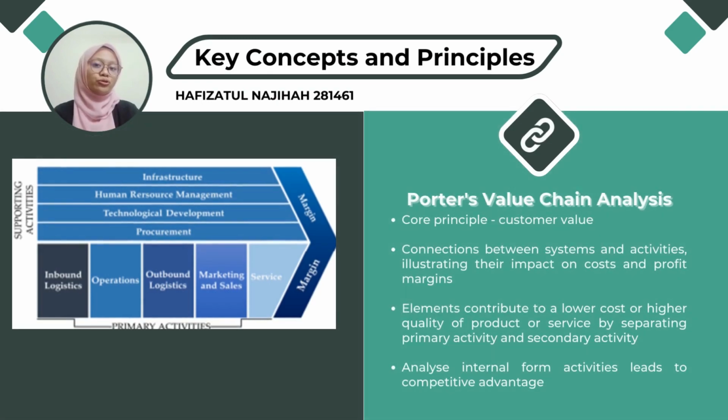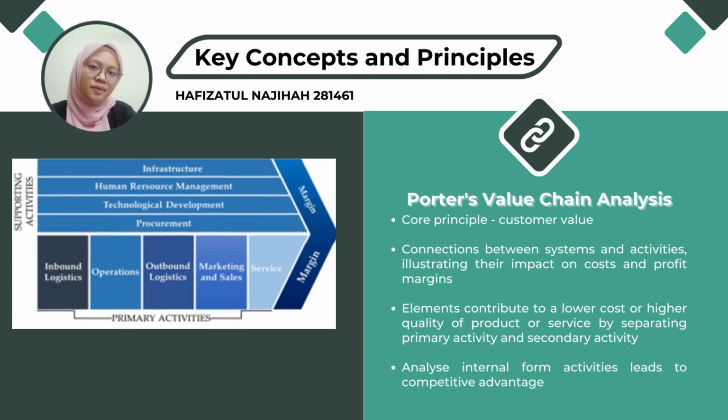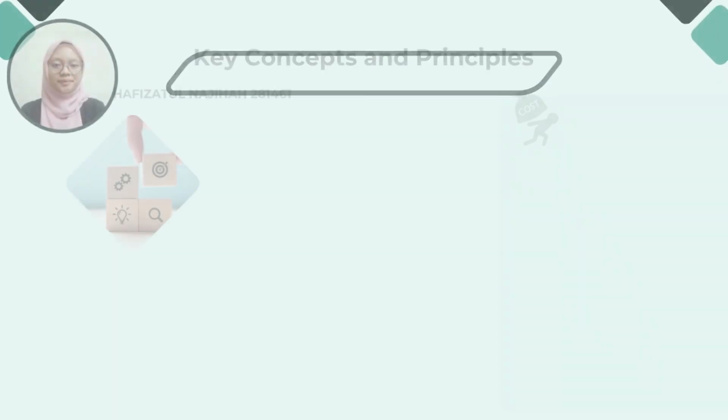Okay, we go to the next one, which is the Porter value chain analysis. Its core principle is the customer's values. The company must see the connections between the systems and the activities, illustrating their impact on cost and profit margins. They also need to analyze the elements that contribute to a lower cost or higher quality of products or services by separating primary and secondary activities. This will lead to competitive advantage being achieved.